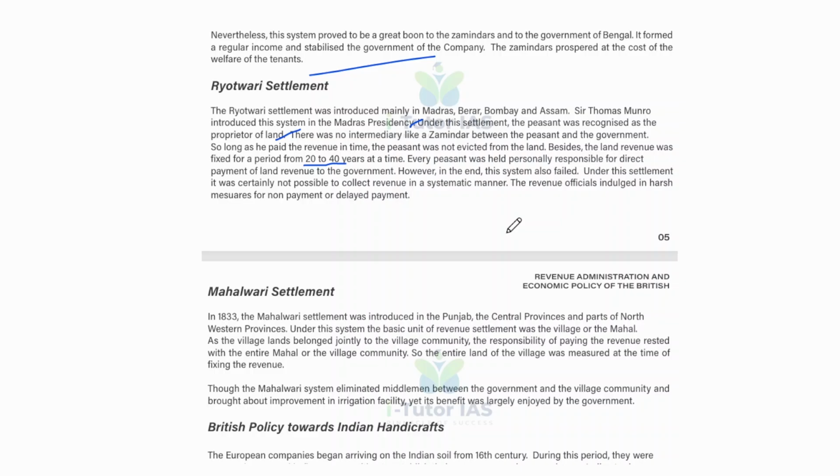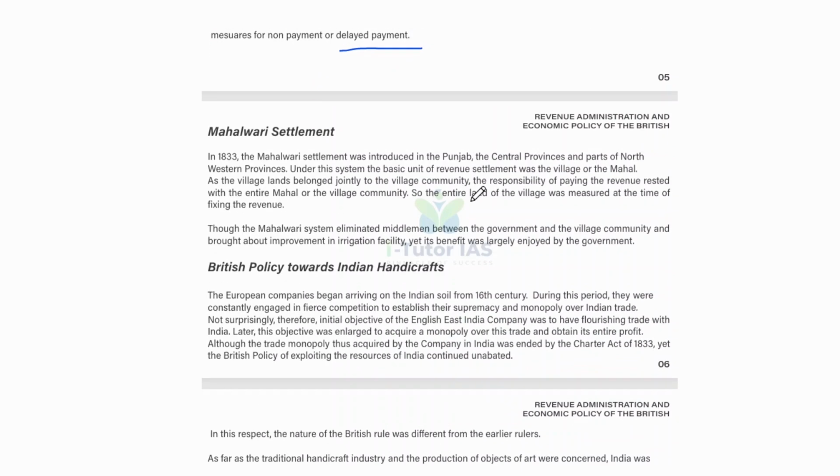However, in the end, this system also failed. Okay, so the Ryotwari system also failed. Under this settlement, it was certainly not possible to collect revenue in a systematic manner. So that's the main reason. And the revenue officials indulged in harsh measures for non-payment or delayed payments. So that's why the Ryotwari settlement failed.